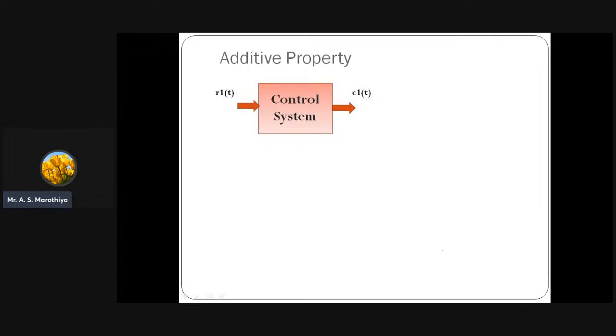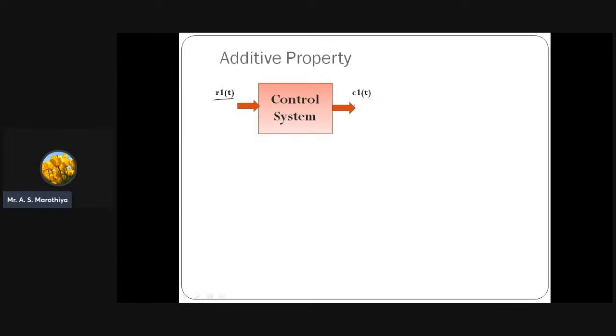So what we are going to take is a general control system. Suppose we have a general control system and we need to identify whether that system is additive or not. Here I have taken a general control system and applied some reference input signal, R1 of t. When we apply R1 of t as an input to this system, it generates some controlled output in the form of a response, which is nothing but C1 of t. So this is case 1.